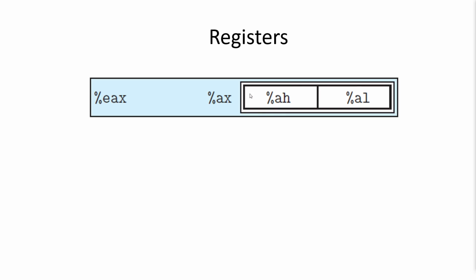This entire block, the lower 16 bits, the X here just represents H and L combined. So we can get all 16 of those bits using this addressing. And then the entire extended thing where I've added the extra 16 high order bits is the EAX, E for extended.